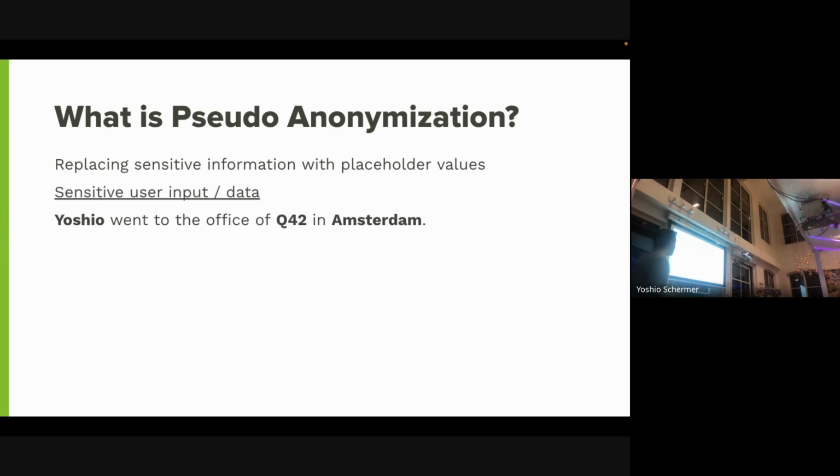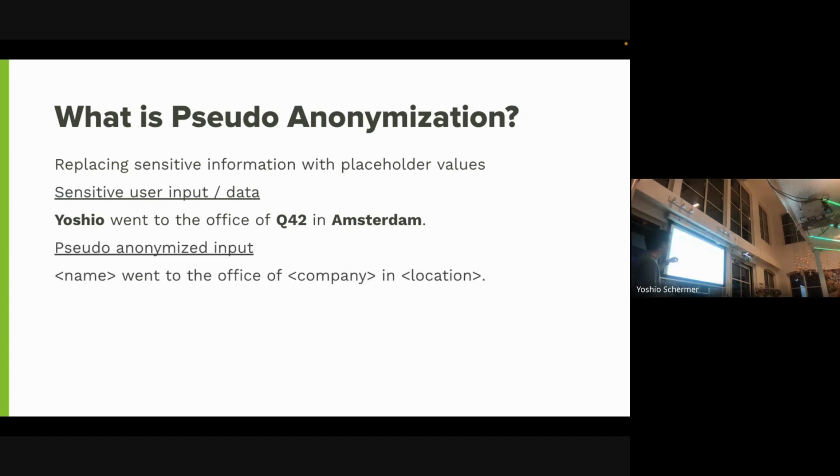Well, okay, sounds a bit vague. Let me take an example. So here I have hypothetically some sensitive user input data. Yoshio went to the office of Q42 in Amsterdam. And let's say what is sensitive here is Yoshio, Q42, Amsterdam. Well, the pseudo-anonymized version of that looks like this. Bracket name, bracket company, bracket location.